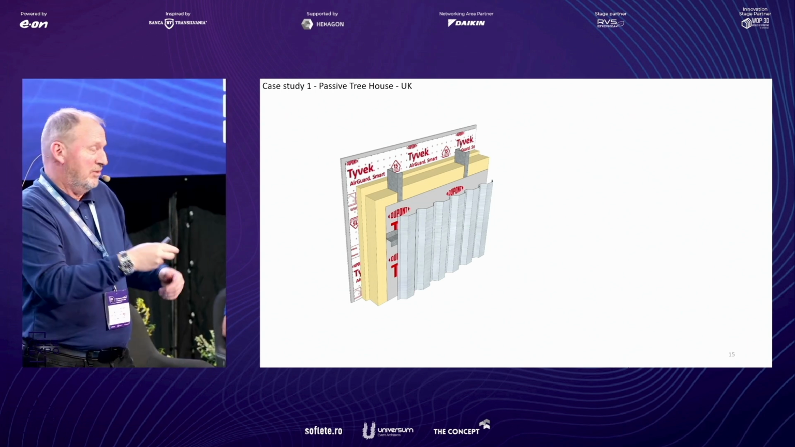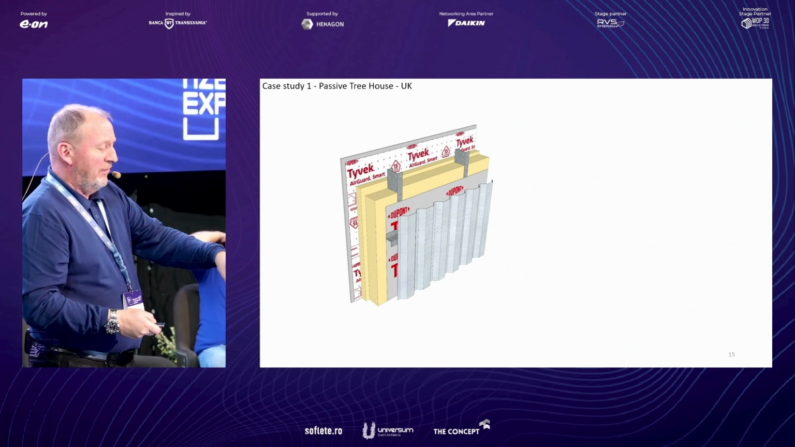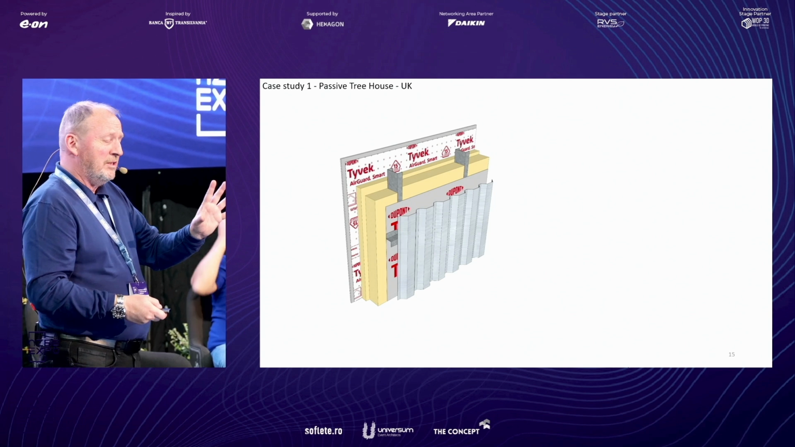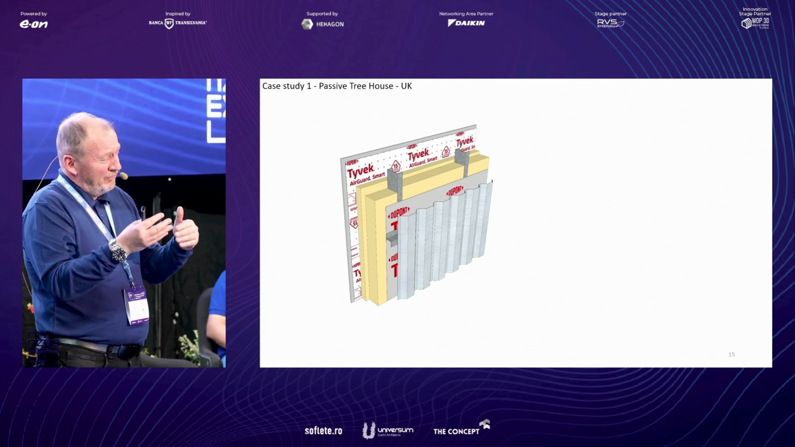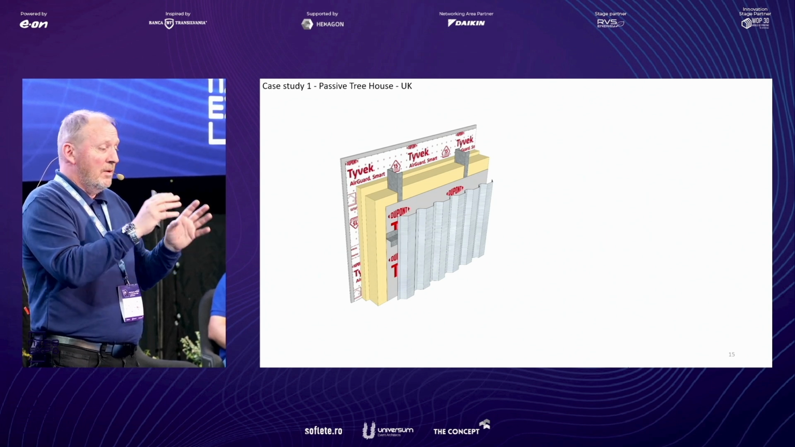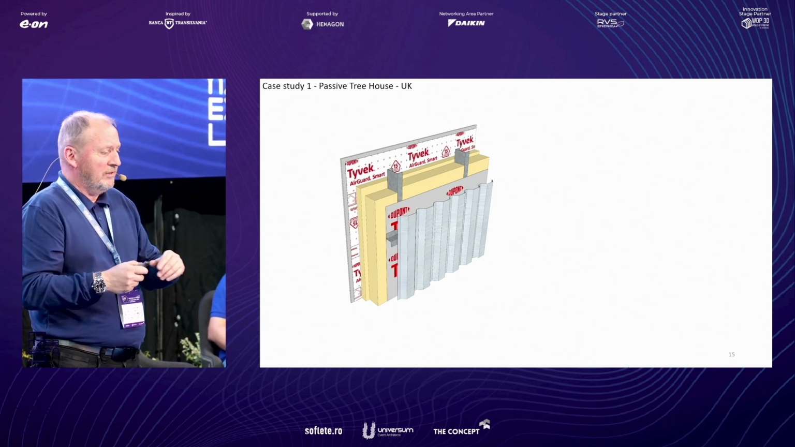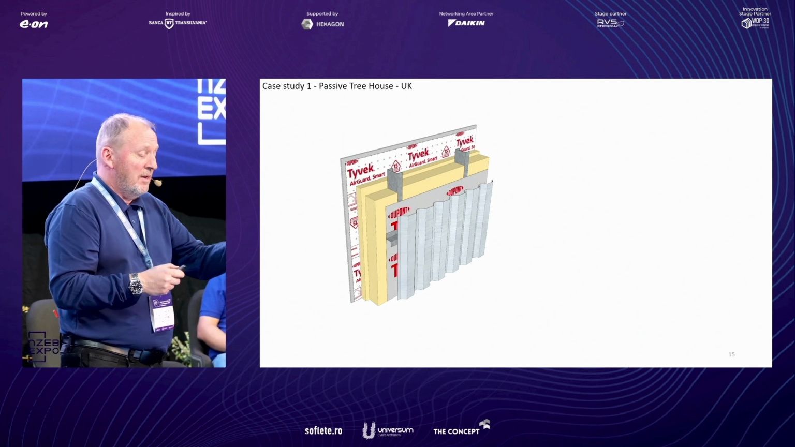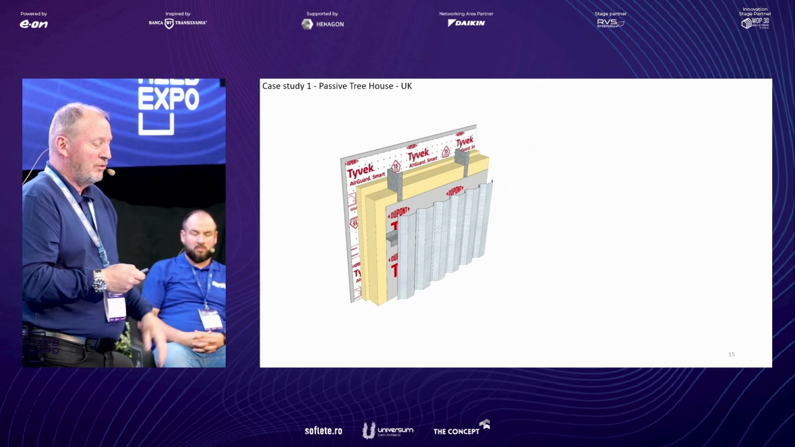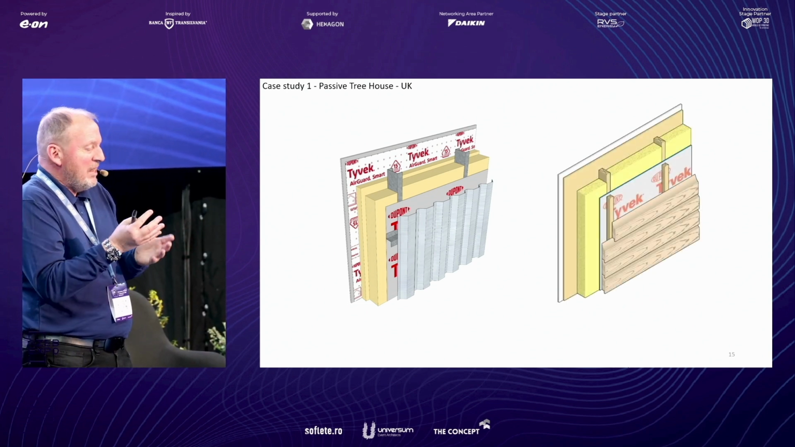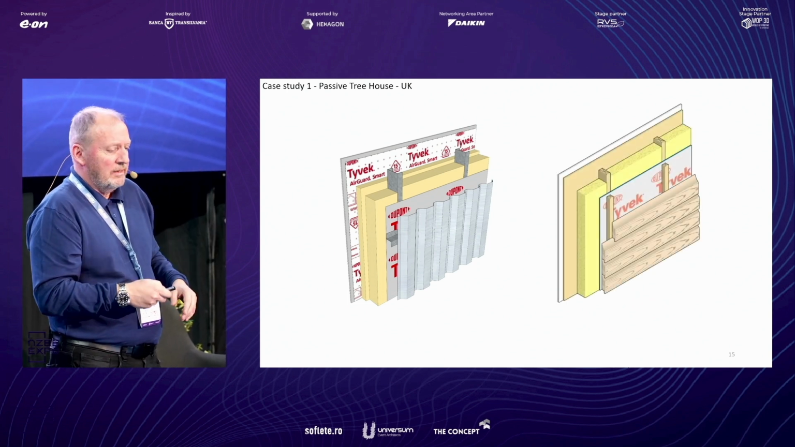So 2 case studies, real case studies. The first one, and I'm pretty sure you would have seen this on the TV, used a combination of metal frame and timber frame with a variable vapor resistance air and vapor control layer, and also a breathable layer on the external face to keep the building dry. These were fairly typical types of details that we see.